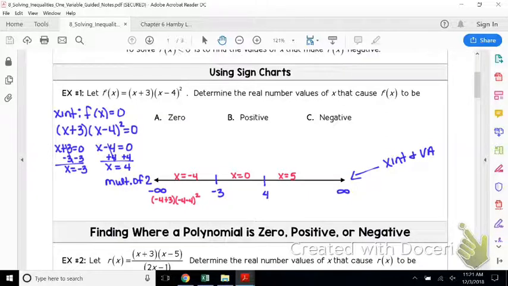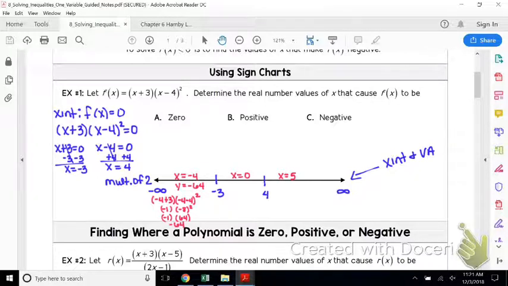And I'm going to work that out. And so just like what we did before, we found that y value there is negative 64. Which, if that y value is negative 64, tells me every x value that's between negative infinity and negative 3 is going to have a y value that is negative.